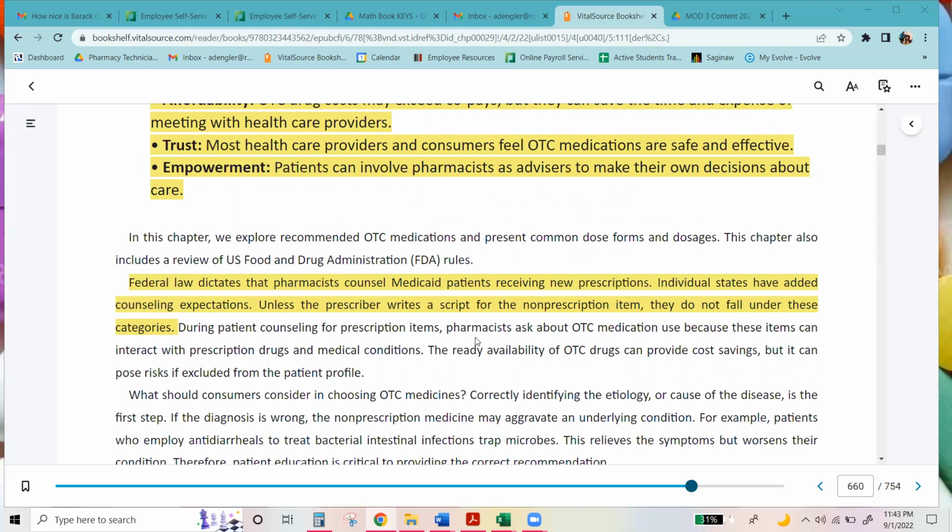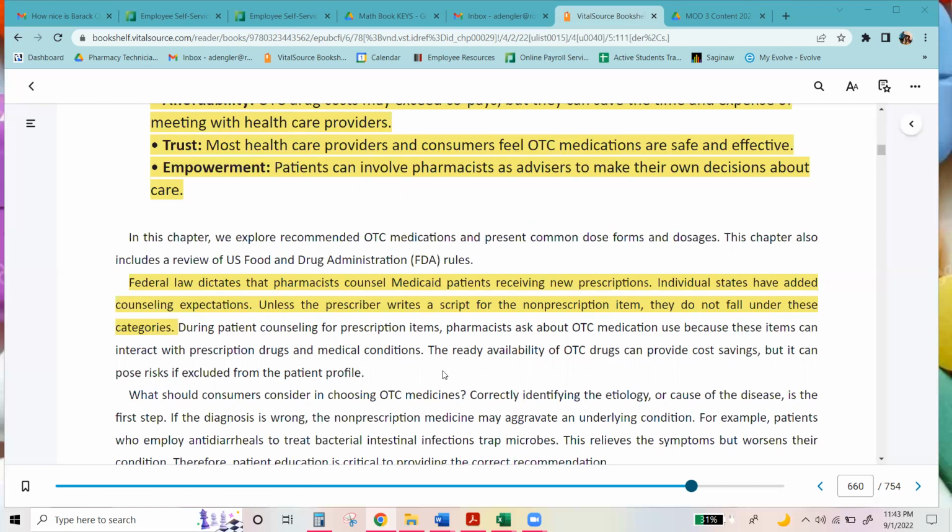Federal law dictates that pharmacists counsel Medicaid patients receiving new prescriptions. Individual states have added counseling expectations. Unless the prescriber writes a script for the non-prescription item, that does not fall under these categories. Because of course, if you're a Medicaid patient and not informing the pharmacist that you're purchasing something, how would they know?